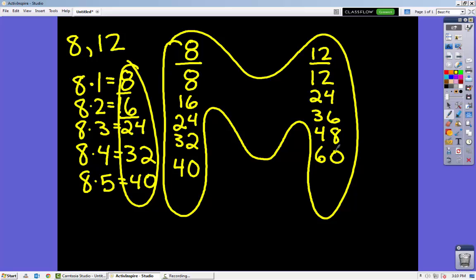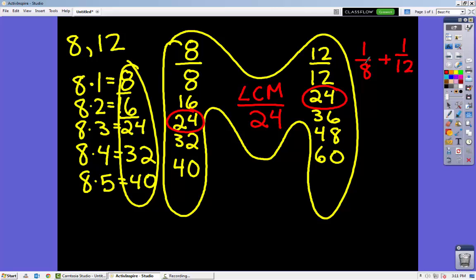I'm now going to look and I'm going to see, do I have any that are the same? Any numbers that I see are the same on the left side and the right side. And oh, look, I see right here that 24. That 24 is my least common multiple. So here, if I had a fraction that had an 8 and a 12 on the bottom, I know that least common multiple is going to be that 24. And so we'll do an adding fractions lesson later.